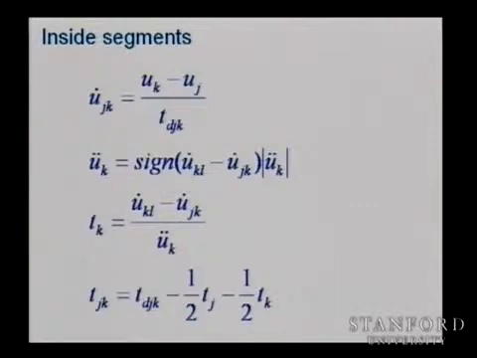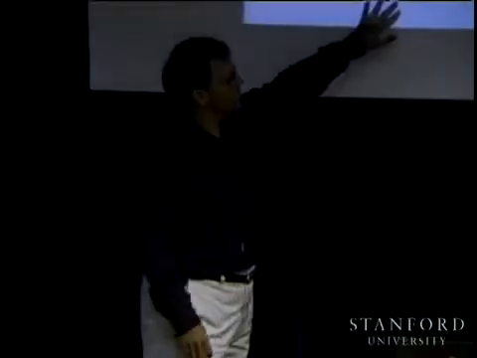Then moving on to the inside segments, again we can find the velocities, just simple position over time. Then we can find the signed acceleration the same way as for the first one. We can find the time for the blend by using the velocities that we found and the acceleration. And then finally we can find the time for the straight line segments by just subtracting from the whole time for the segment the times for the blends.